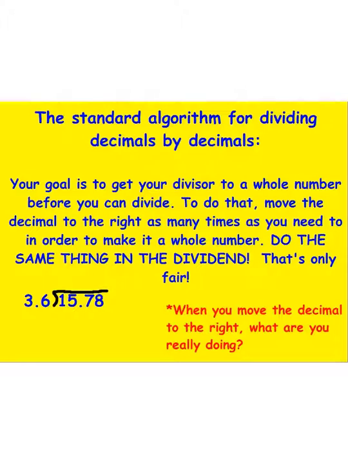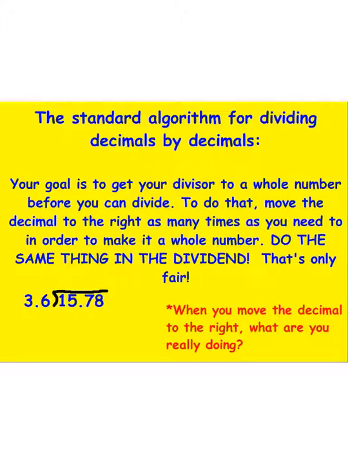If you have a decimal divided by a decimal, that divisor, which is outside the little division house, has to be a whole number. So if you notice what I have here, your goal is to get your divisor to a whole number before you can divide. To do that, move the decimal to the right as many times as you need to in order to make it a whole number. And as we've talked about with fractions, when we talk about doing the same thing to the numerator and the denominator, we talk about being fair. It's the same way in decimal division. Do the same thing in the dividend.